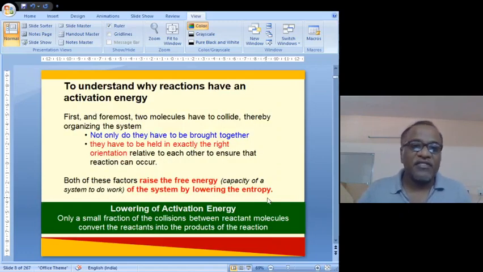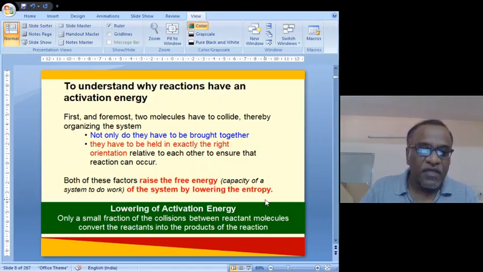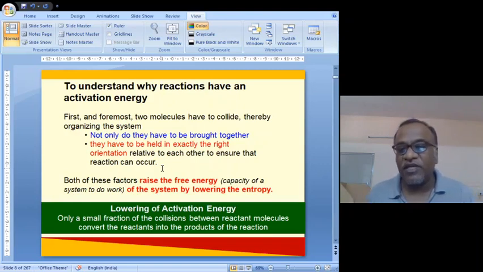To understand why reactions have an activation energy, first and foremost two molecules have to collide, thereby organizing the system. Not only do they have to be brought together, they have to be held in exactly the right orientation. When two molecules collide, they have to be in close proximity, but that is not sufficient. They have to be held in exactly the right orientation relative to each other to ensure that the reaction can occur. So both these factors raise the free energy.